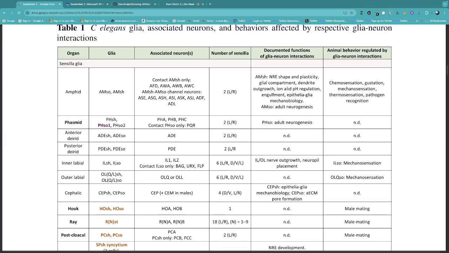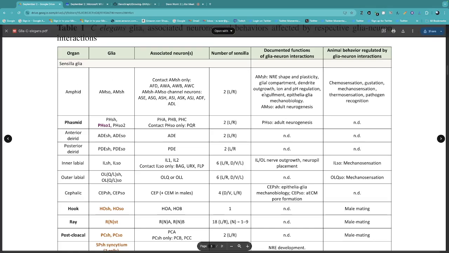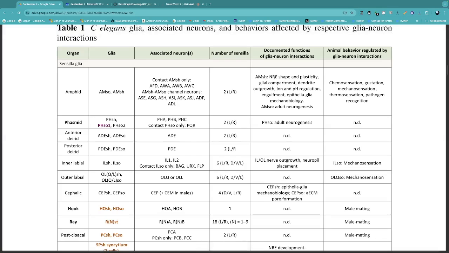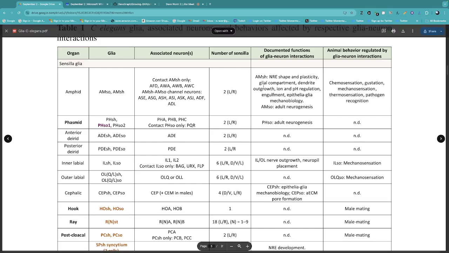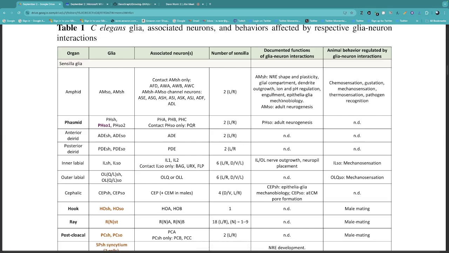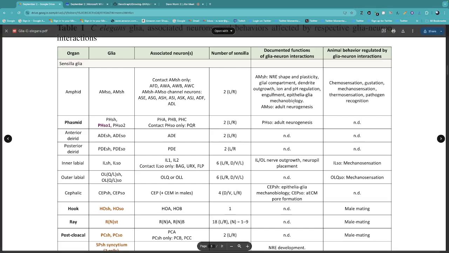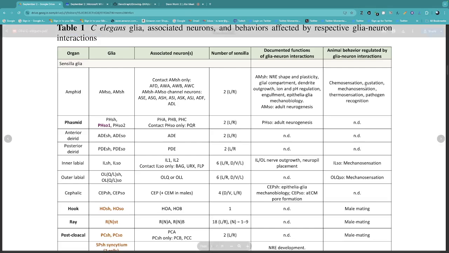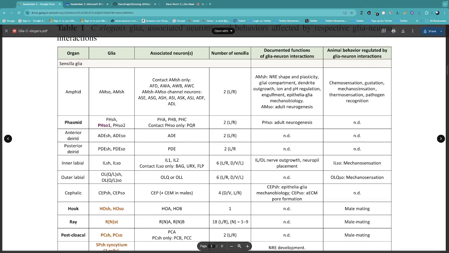There are these documented functions of glial neuronal interactions. So, in this case, in the amphid organ, AMSH has a number of specific roles involving the maintenance of shape and plasticity, dendrite outgrowth, ion and pH regulation, engulfment of damaged parts, epithelial glial mechanobiology. And then animal behavior regulated by glia neuronal interactions include chemosensation, mechanosensation, thermosensation, and pathogen recognition. So these are all important roles in the nervous system as well.